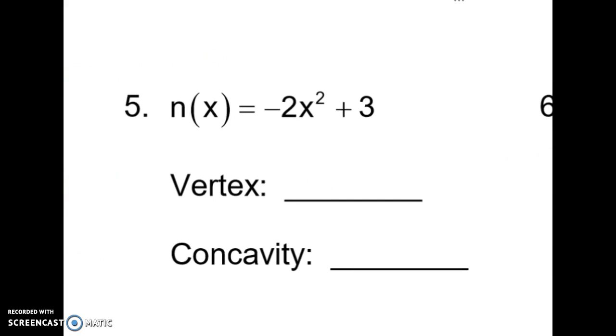In number 5, our vertex, the x-coordinate is going to be kind of difficult to pick out. The y-coordinate is specifically told to us, it's 3. But the x-coordinate is whatever's in parentheses. Oh, there's no parentheses. So we're really not adding or subtracting anything from that x value. We're going to treat this as a 0. And then our concavity is told to us by this number here, that negative 2. Tells us it's concave down.